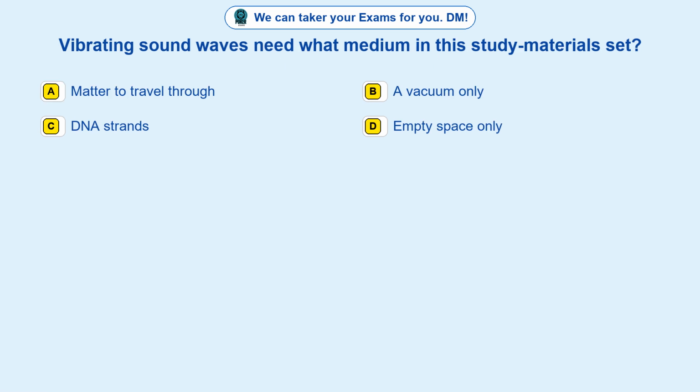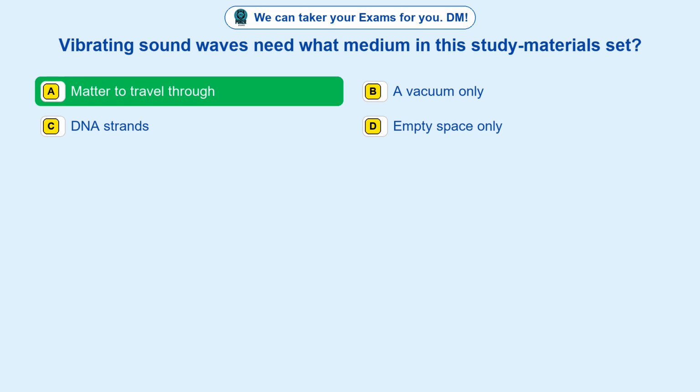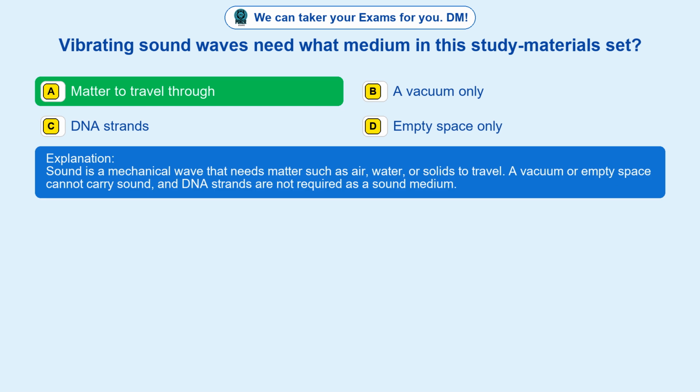Question 65. Vibrating sound waves need what medium in this study materials set? Option A, matter to travel through. Option B, a vacuum only. Option C, DNA strands. Option D, empty space only. The correct answer is option A, matter to travel through. Sound is a mechanical wave that needs matter such as air, water, or solids to travel.